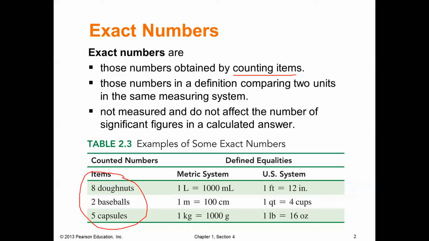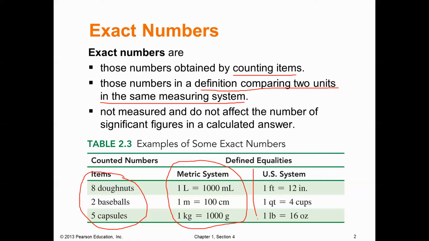And our other type of exact numbers are going to be definitions where we compare units in the same measurement system. So for example, in the metric system, any of these comparisons we see within the metric system are going to be exact. They give some examples here, but for instance, 1 kilometer equals exactly 1,000 meters. There's no error in that comparison. The definition of a kilometer is it's exactly 1,000 meters.